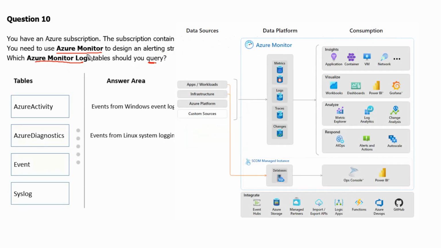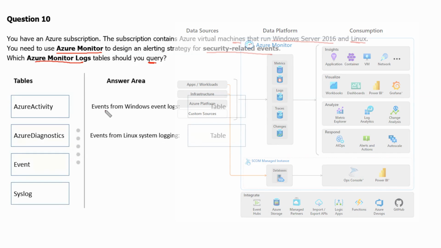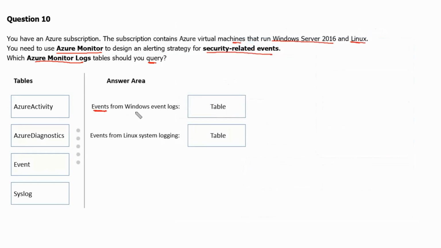Azure Monitor is a comprehensive monitoring solution that collects, analyzes, and acts upon telemetry data from cloud and on-premises environment. It collects the information in Azure Monitor logs tables. We are given here 4 table names, and the question is where it is going to store events from Windows event logs, and the second question is where it is going to store events from Linux system logging.